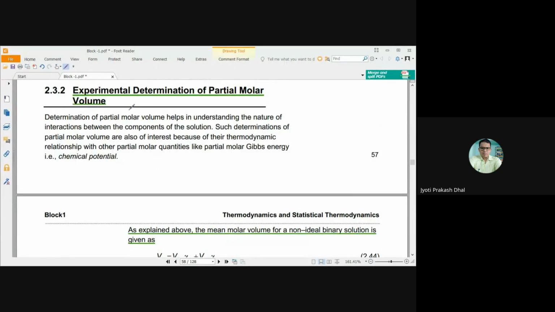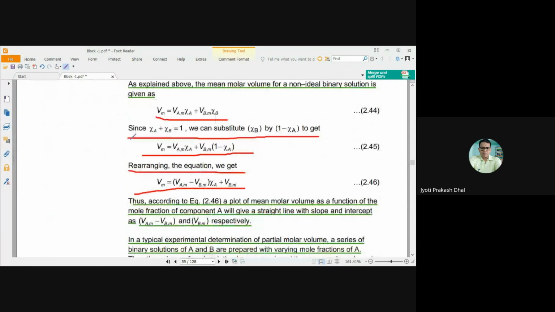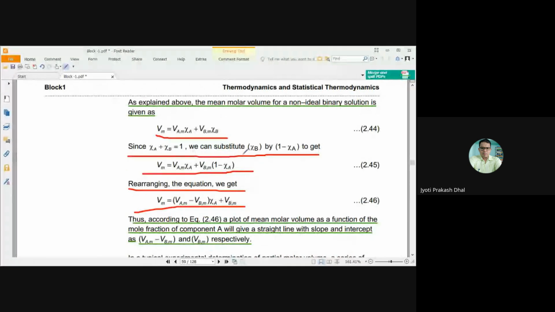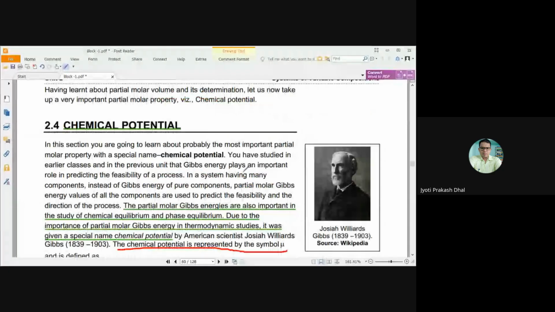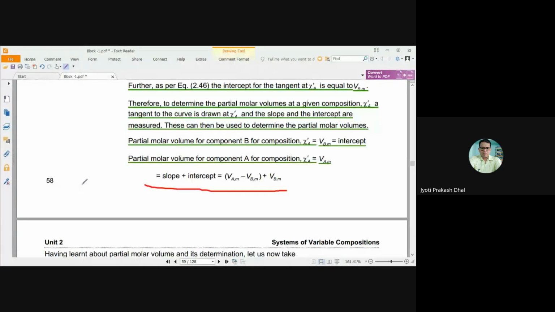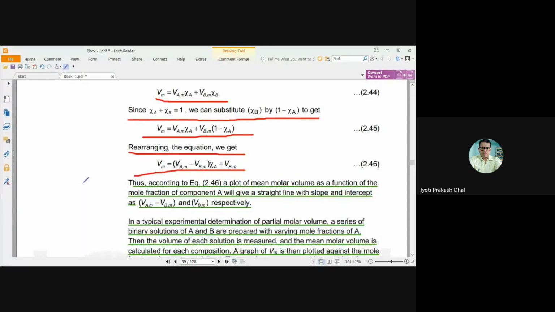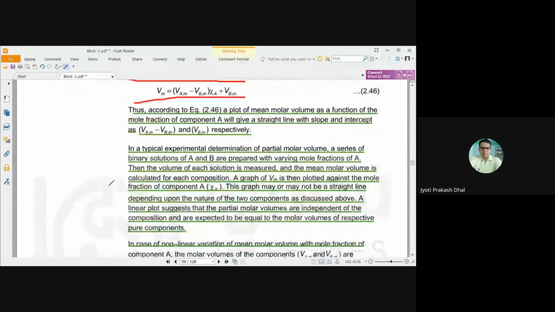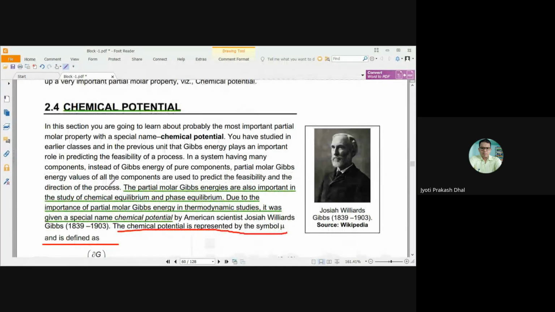Now after that, the experimental determination of partial molar volume. The experimental determination of partial molar volume is applicable for non-ideal binary solution. So for non-ideal binary solution del V mix is not equal to 0, but for ideal binary solution del V mix equals 0. By using a linear graph, you can calculate the partial molar volume experimentally.